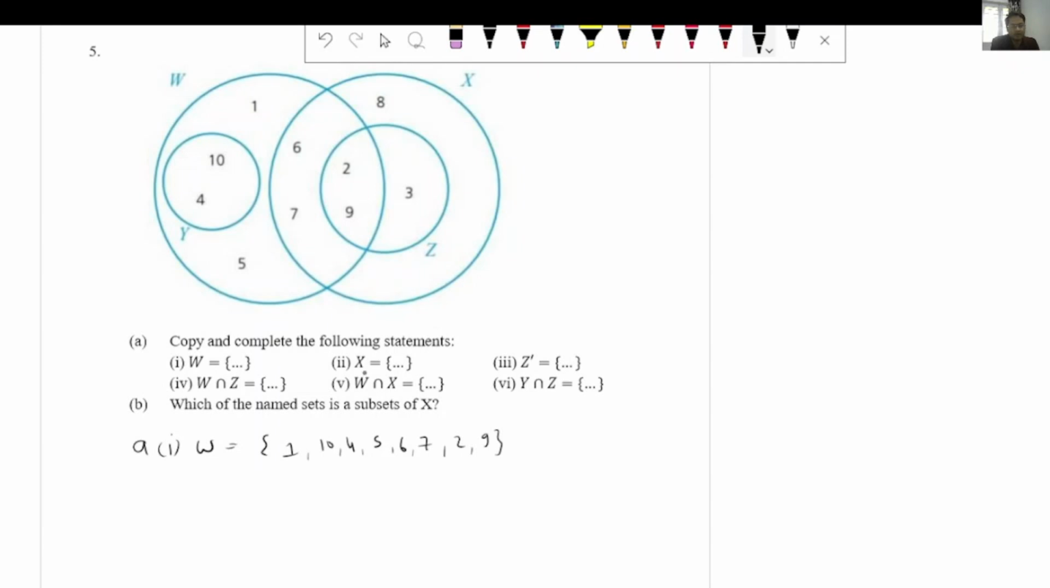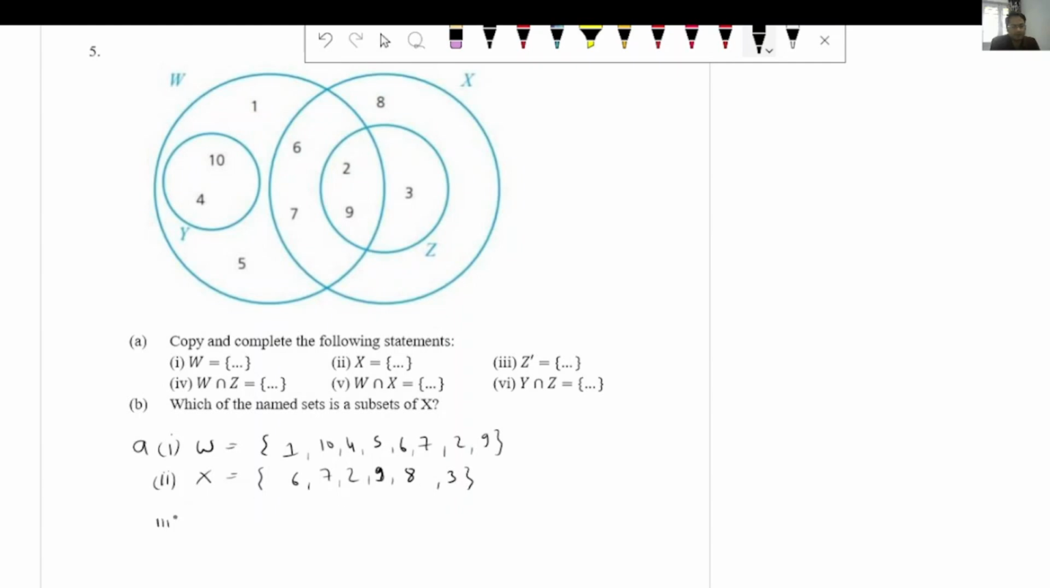So what are the elements in X? In the X, this is the answer of the second part. So set X includes 6, 7, 2, 9, 8 and 3, right?